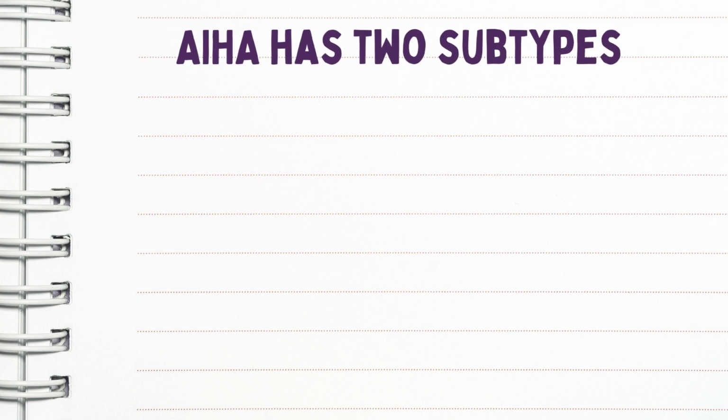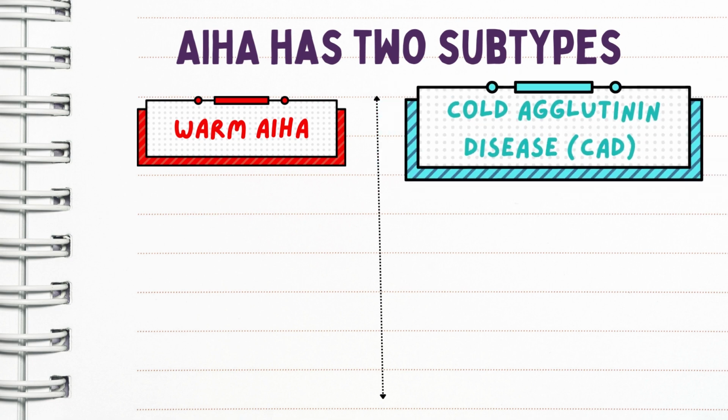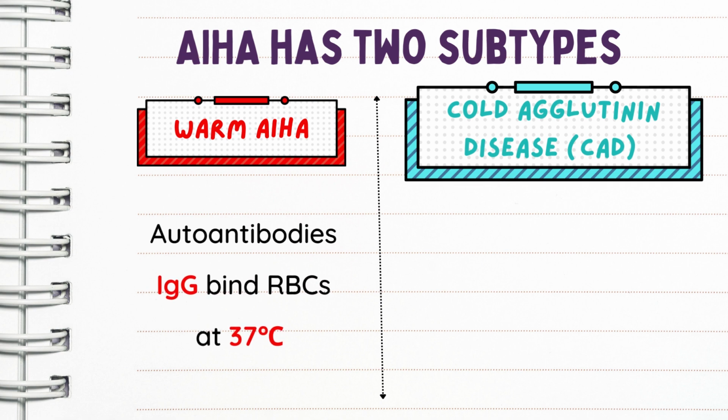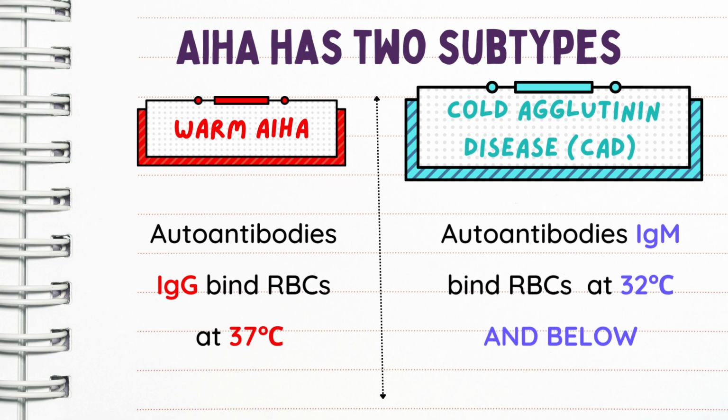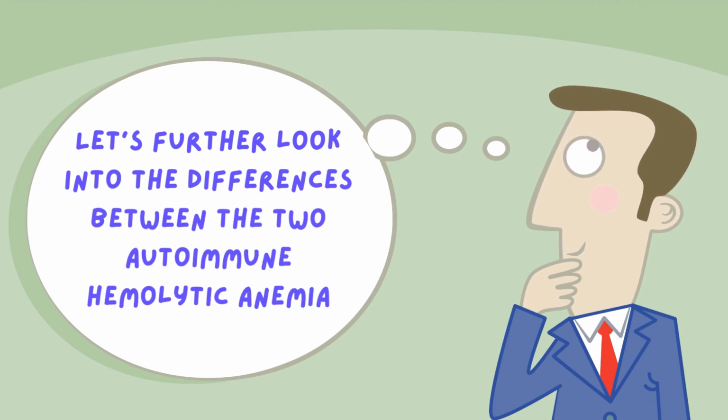AIHA is then further classified into two subtypes, which are warm AIHA and cold agglutinin disease, CAD. In warm AIHA, IgG autoantibodies bind to RBCs at 37 degrees Celsius, whereas in CAD, IgM autoantibodies bind RBCs at 32 degrees Celsius and below. Let's further look into the differences between the two autoimmune hemolytic anemias.